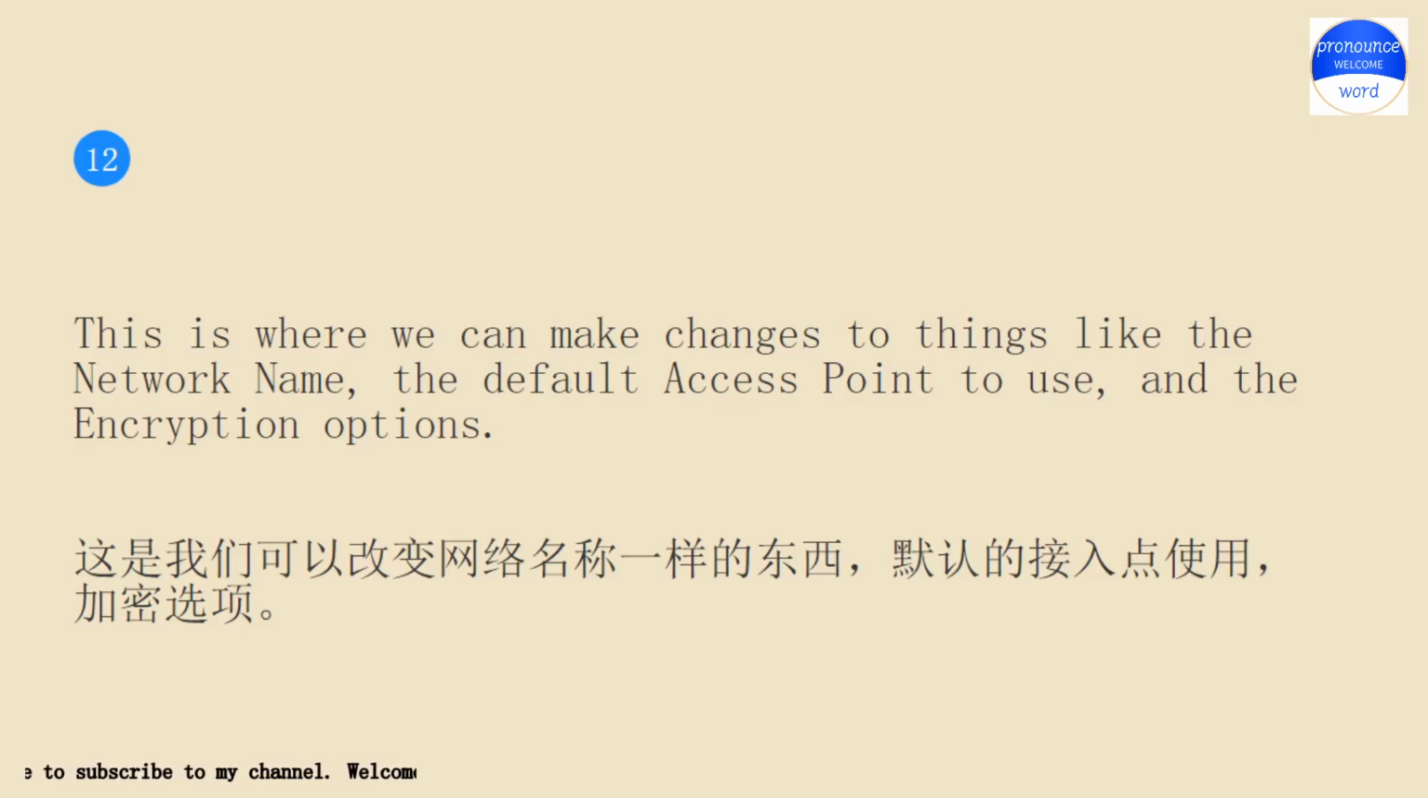This is where we can make changes to things like the network name, the default access point to use, and the encryption options.